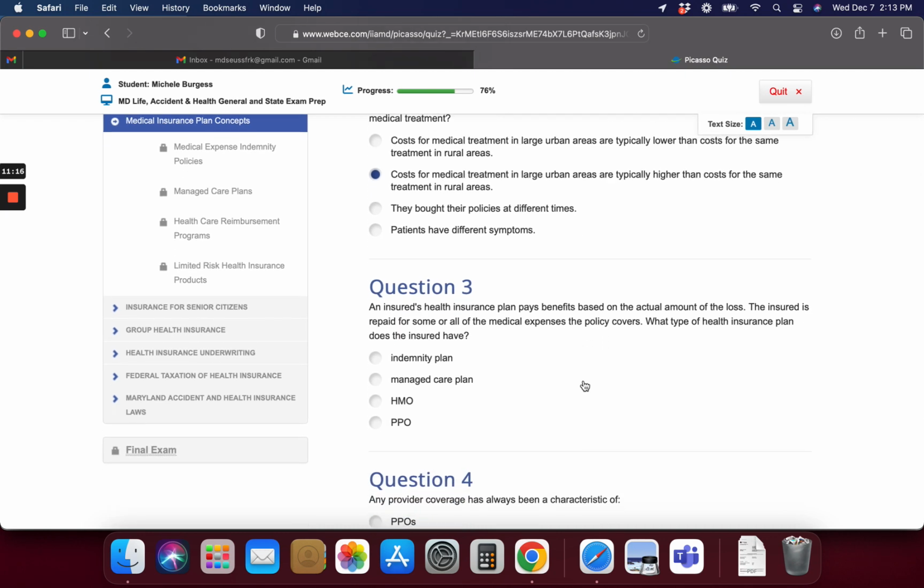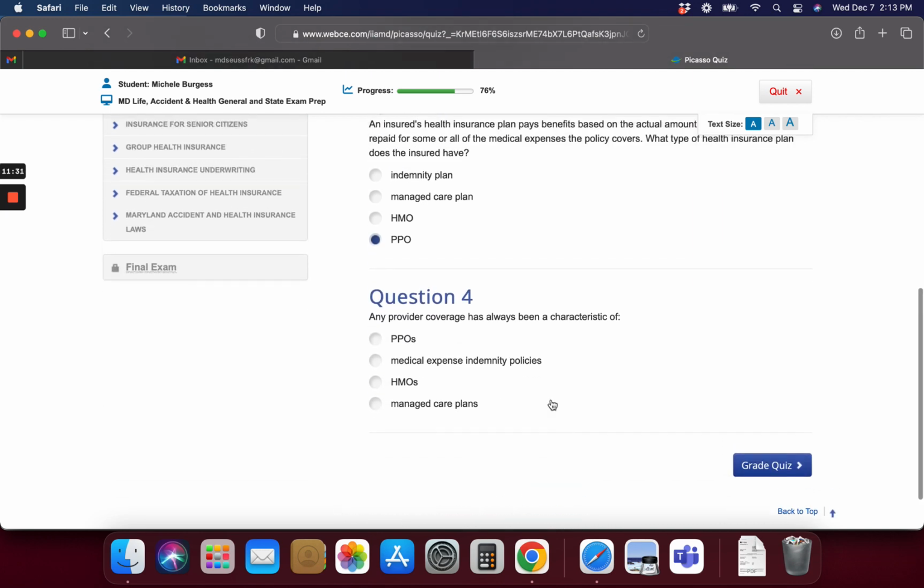All right, an insured health insurance plan pays benefits based on the amount of loss. The insured is repaid for some of the medical expenses the policy covers. What type of health insurance plan does the insured have? And a provider choice always has a characteristic of medical expense indemnity, managed care plans.